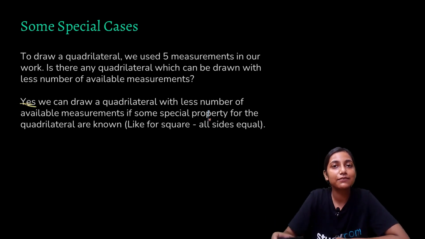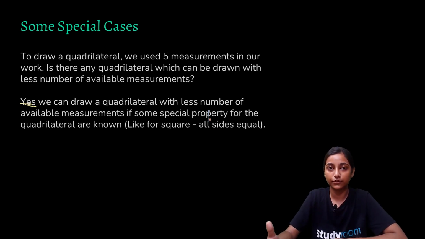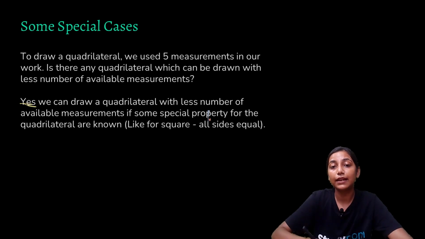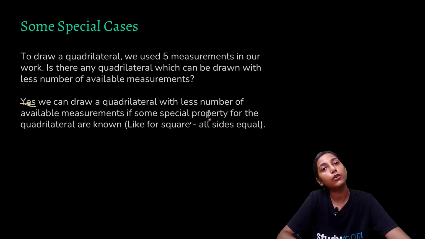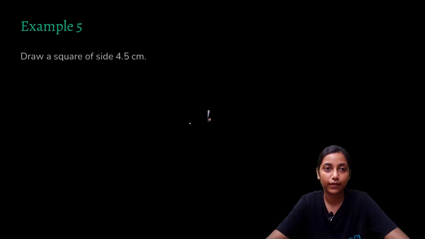Only in the case where we know some of the special properties of that quadrilateral can we still construct it uniquely. For example, for a square, we know that all sides are equal and all the angles are also 90 degrees. We can easily construct it even if we are given fewer than 5 measurements.